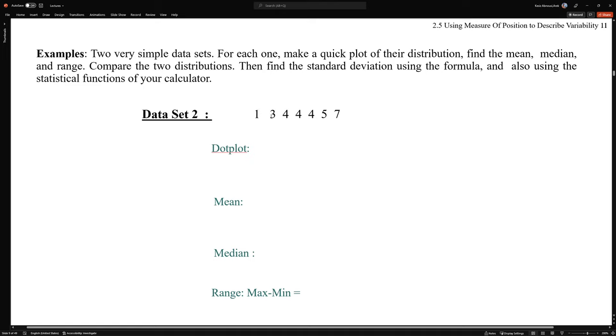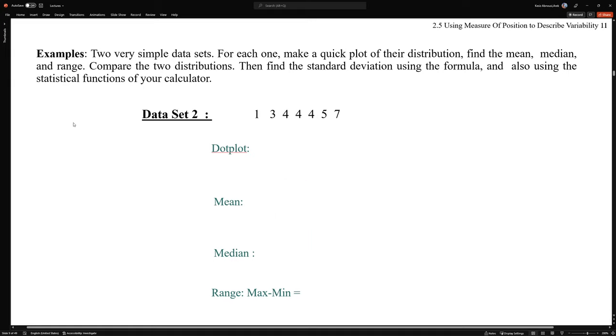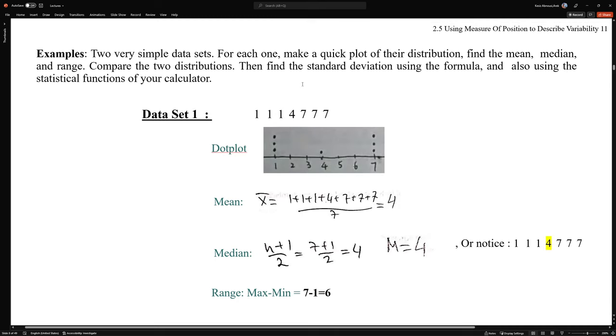This is our second data set. We do everything the same way. As you can see, the shape is like a normal, symmetric shape. We do the same again. The mean is the sum of the numbers divided by n, and this is again 4. The median the same way: 7 plus 1 divided by 2 is again 4, or we can find the median as the middle number. And the range is again the same. And now we'll calculate the standard deviation of both data sets.